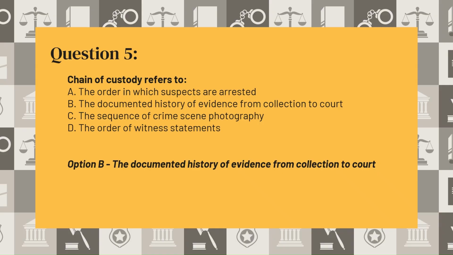Now, chain of custody is simply the complete documented history of an item of evidence. It tells us who collected it, when it was collected, where it was stored, who handled it, and when it was presented before the court. Now, why is this important? Because if the chain of custody is broken, the defense may argue that the evidence was tampered with.